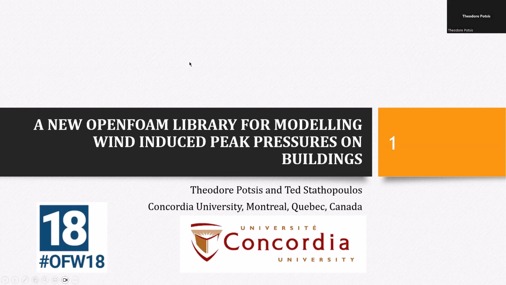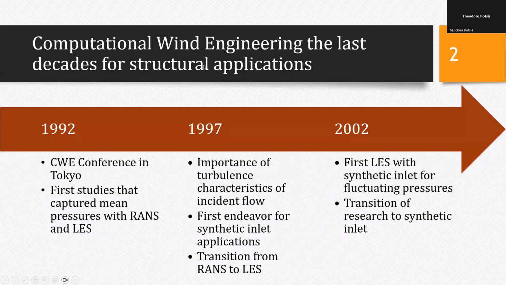And I would like to start my presentation by giving you the outline of the evolution of computational wind engineering in the last decades for structural applications, at least from my perspective. First of all, in 1992, the formal birth of computational wind engineering came from a seminal conference in Tokyo. At that time, we had the first studies that captured mean pressures with RANS and LES modeling.